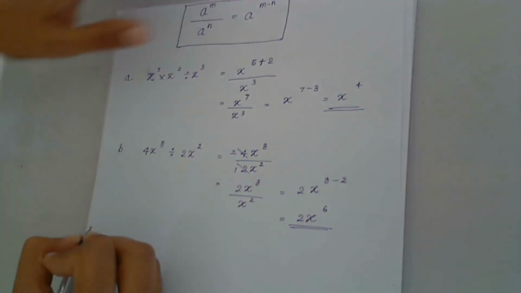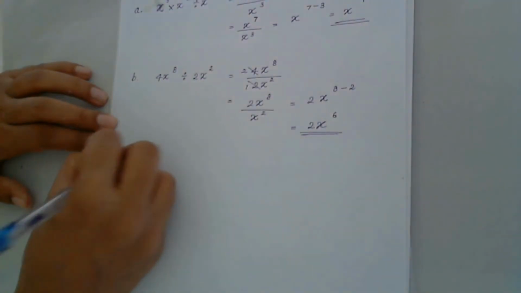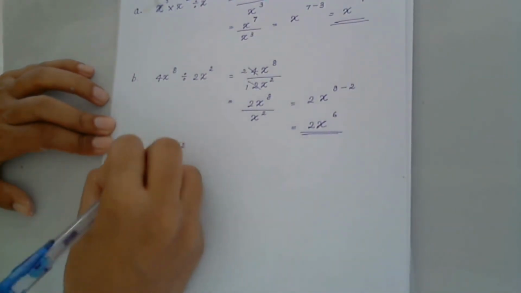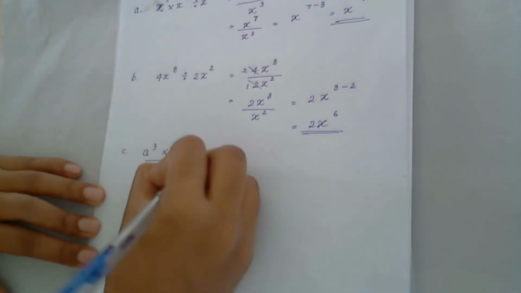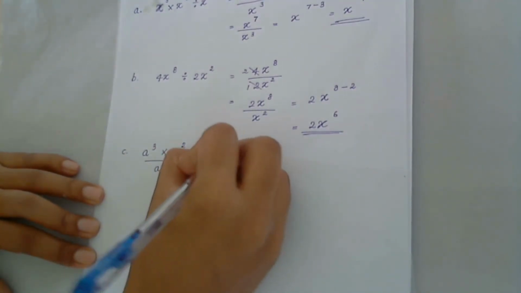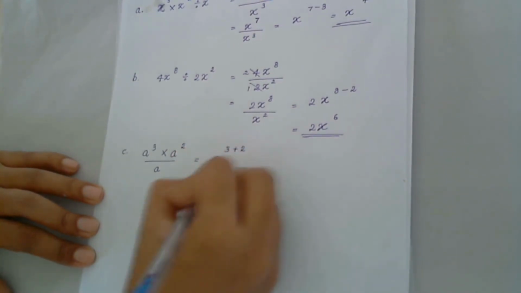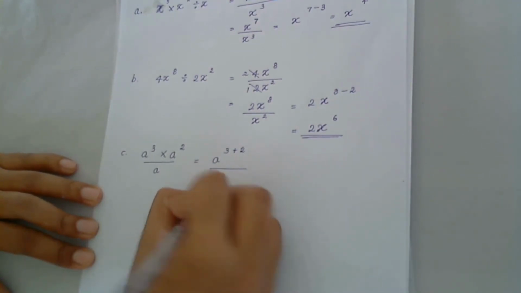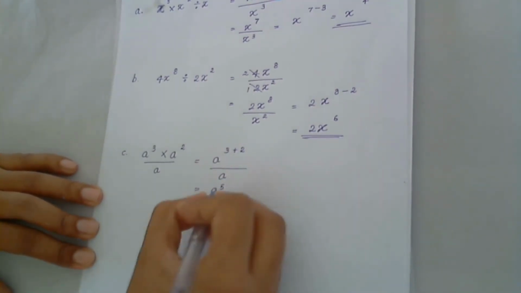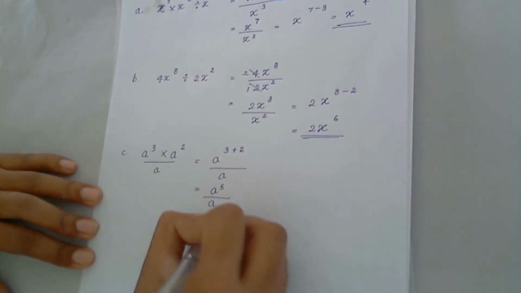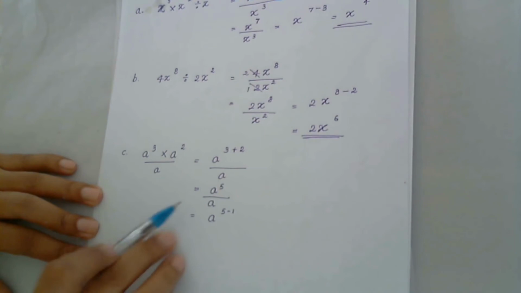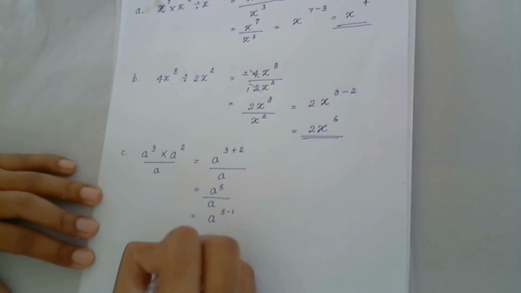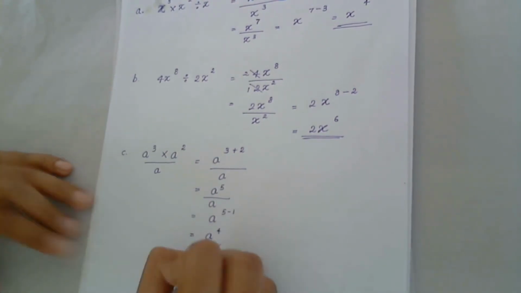Now the third example, example number C. a to the power 3 into a to the power 2 over a. First we have a multiplication, that means you have to add 3 plus 2. And a is a to the power 1. Then 3 plus 2 is 5. When we simplify this quotient, a to the power 5 minus 1. The power is 1. 5 minus 1 is equal to a to the power 4.